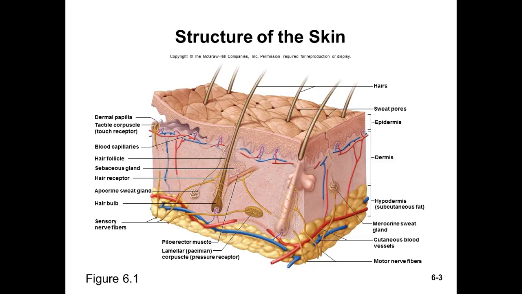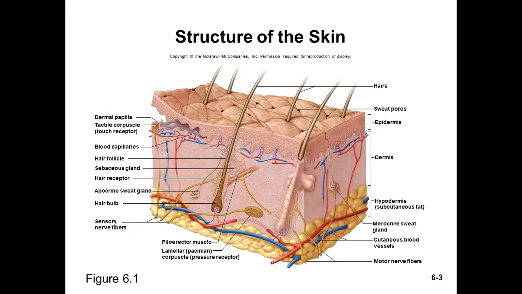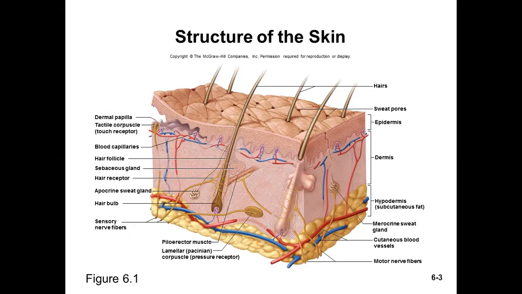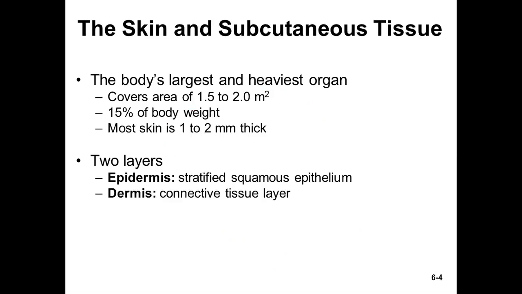And you have the sensory nerve fibers that run from the hypodermis all the way up through the dermis. So just know the parts. The apocrine sweat gland, of course, is there. The piloerector muscle, of course, is in the dermis as well, which we're going to talk about a little bit later. As I stated, it's the largest and heaviest organ system.